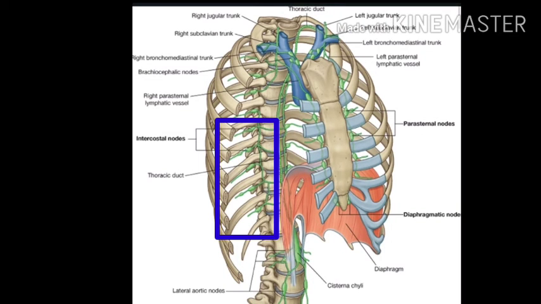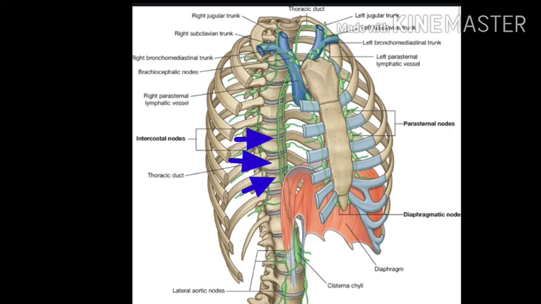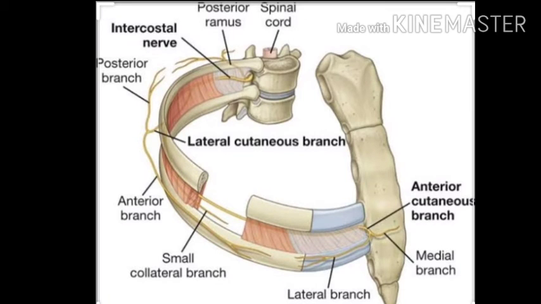The inferior intercostal nodes drain into the thoracic duct. The thoracic duct then drains into the subclavian trunk, and also the bronchomediastinal trunk drains into the subclavian trunk or the brachiocephalic trunk. Now we will discuss the innervation of the thorax.